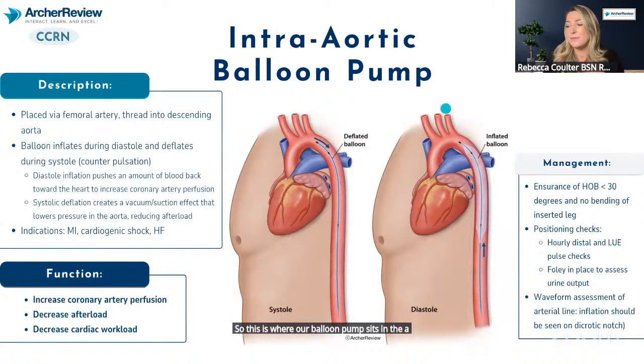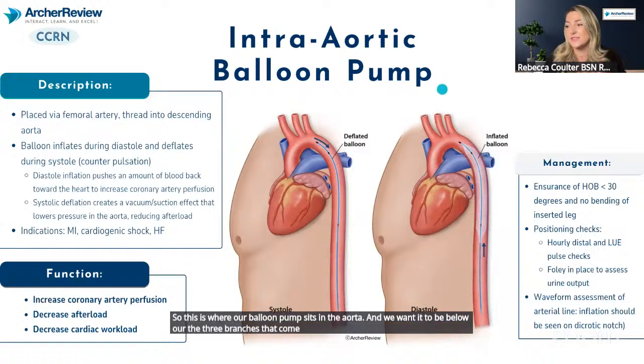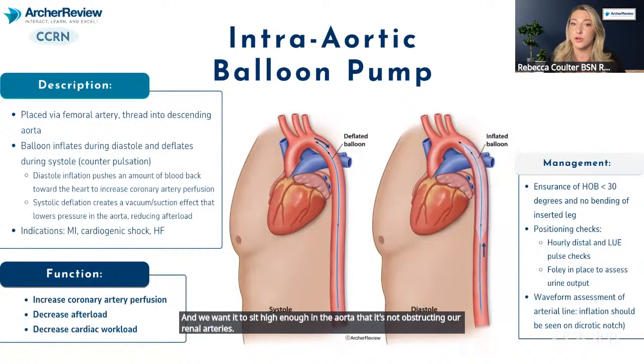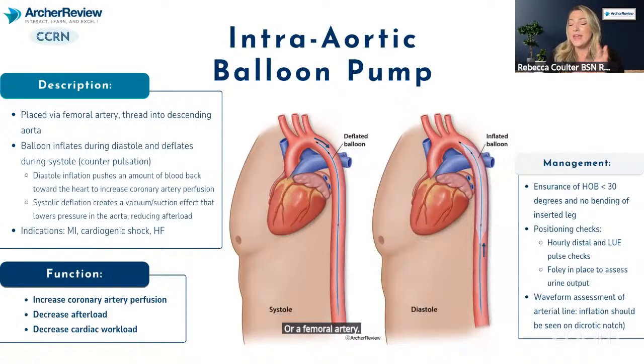And we want it to be below the three branches that come off the aorta. So this left subclavian artery, we want it to sit below that. And we want it to sit high enough in the aorta that it's not obstructing our renal arteries or a femoral artery.